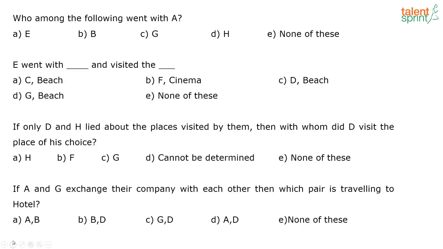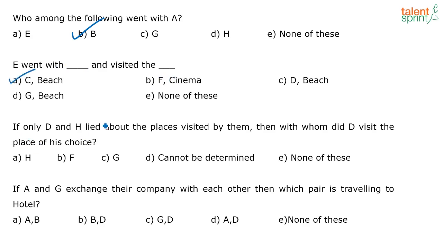Who among the following went with A? Who went with A? B went with A. E went with dash and visited dash. E went with C and visited the beach.